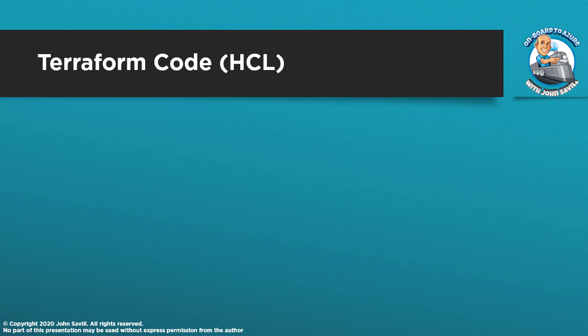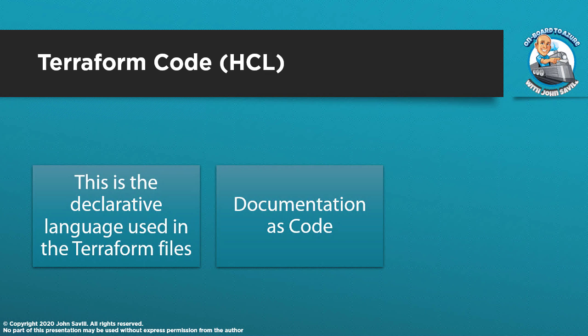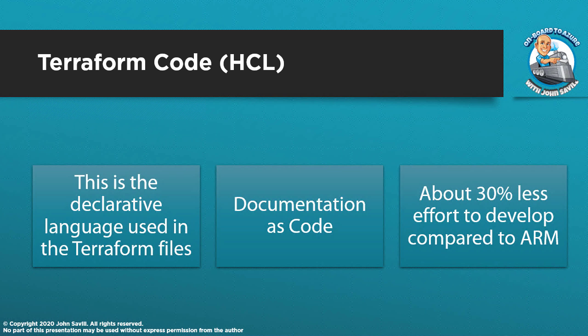Let's look at the files in a little bit more detail. So the Terraform code is this HCL. This is the HashiCorp configuration language. This is the declarative language used in those Terraform files, and it really is documentation as code. I create these configuration files, and it documents the configuration as well. It's fairly easy to read. And as I showed you before, it's generally about 30% less code than if it was an ARM template. So there is less stuff.